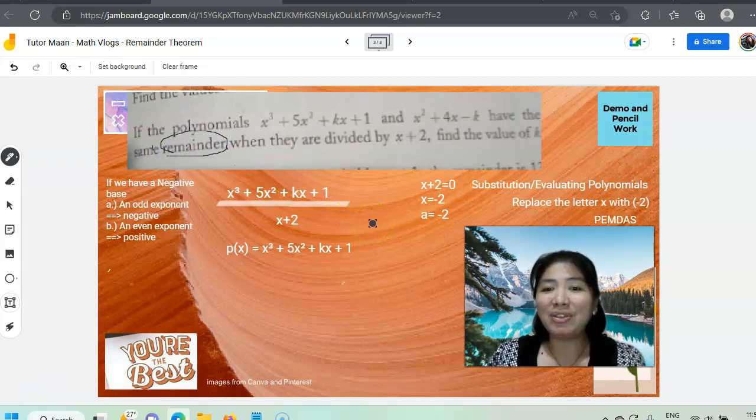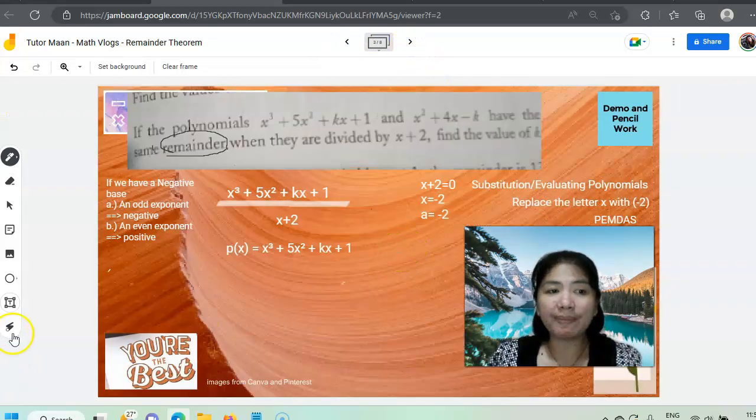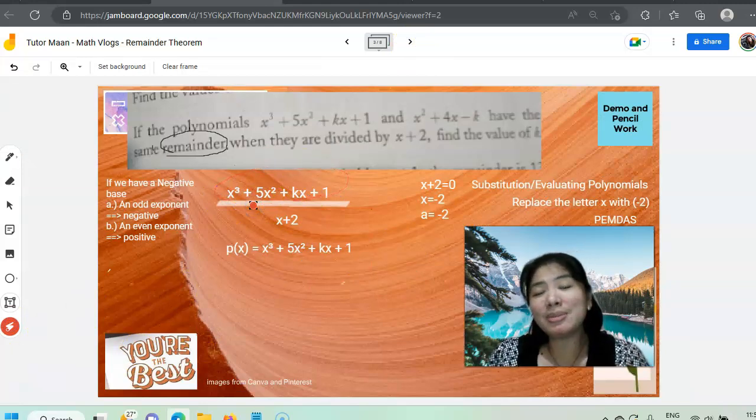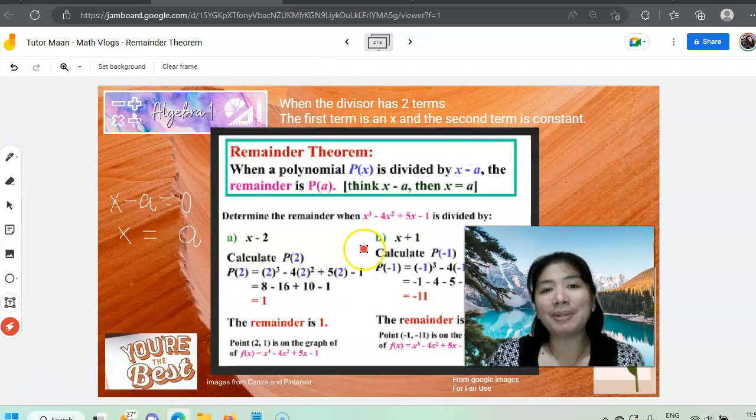So what does the remainder theorem say? The remainder theorem is applicable when we are dividing polynomials, wherein the numerator is a polynomial like 4 terms, 3 terms, and it is divided by a binomial. So the denominator is a binomial, it has 2 terms. Again, the remainder theorem is applicable when the divisor has 2 terms. The first term is a linear term. It could be any letter, or in this example, our variable is x. And the second term is a constant term.